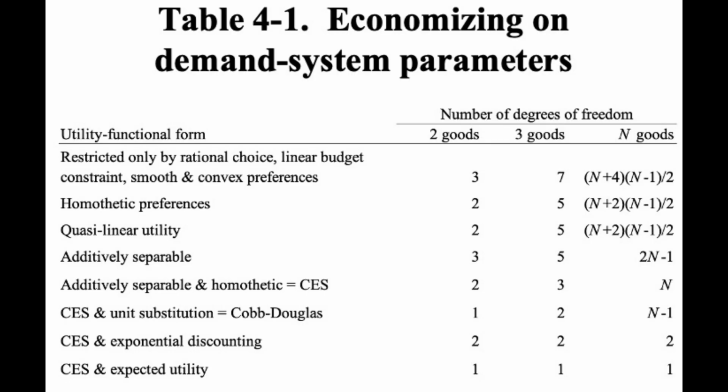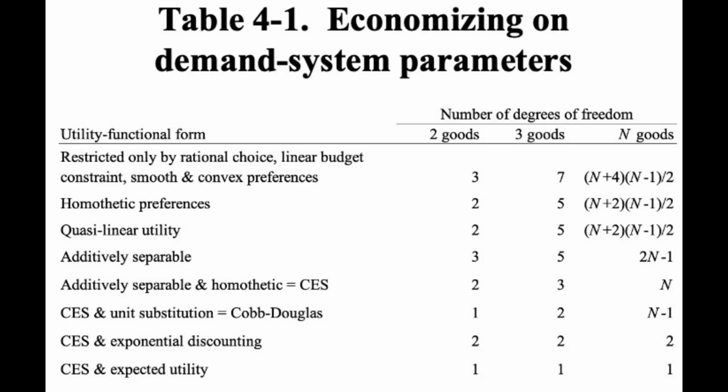Next, we consider quasi-linear utility. This utility function is defined by its additivity in the quantity of one good, known as the numeraire good. In this framework, all other goods have a zero income elasticity. This means that changes in income do not affect the demand for these goods.